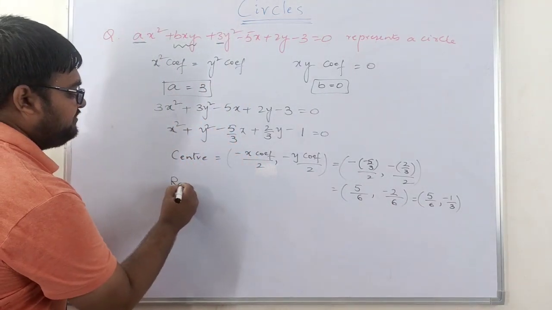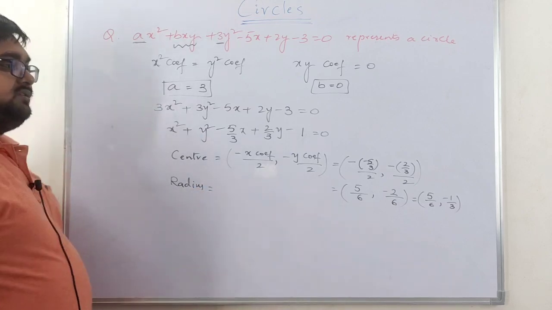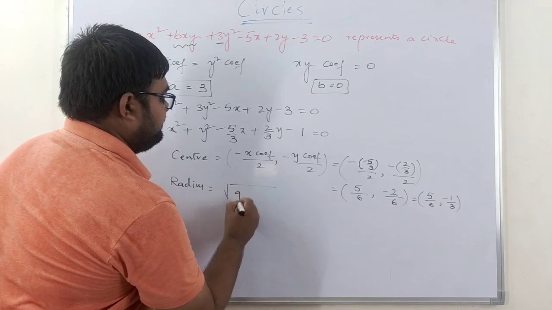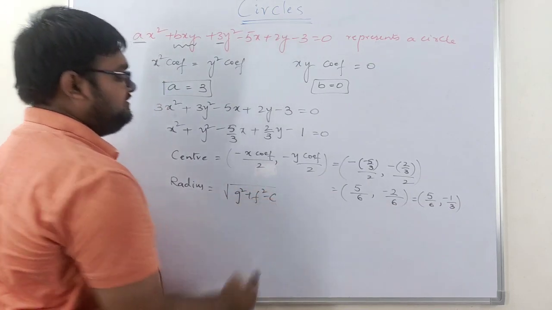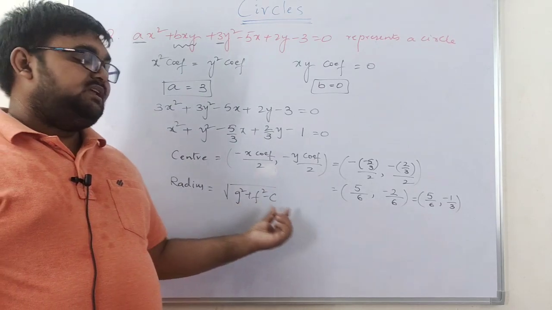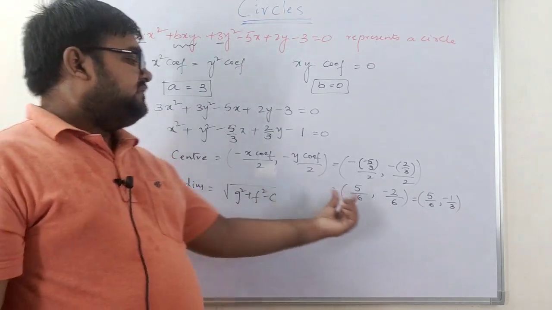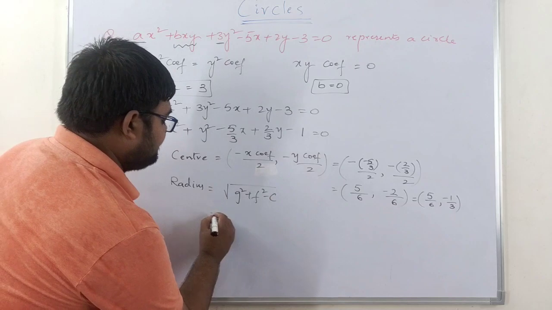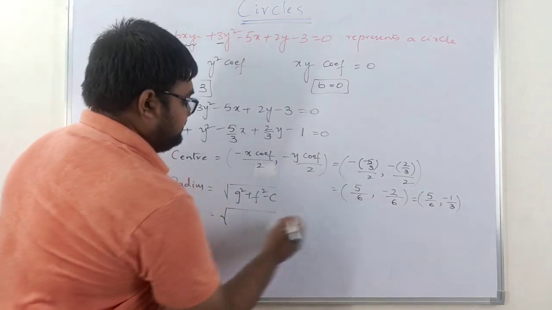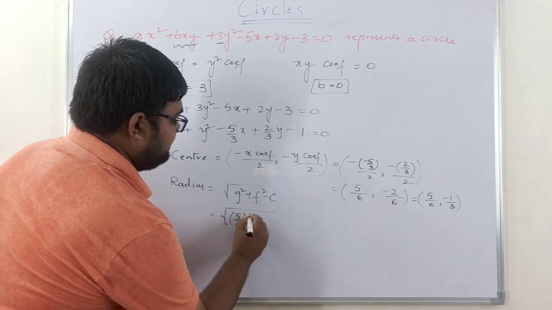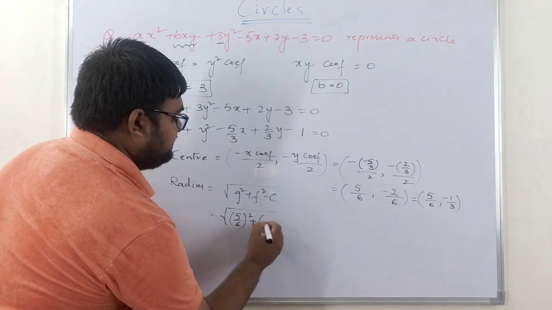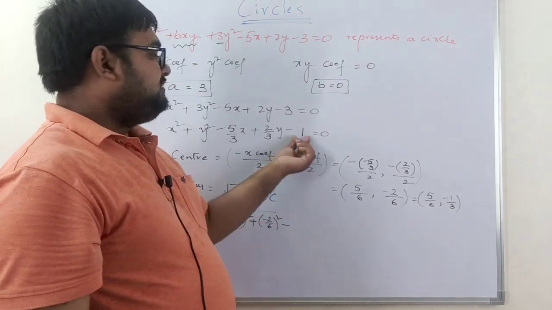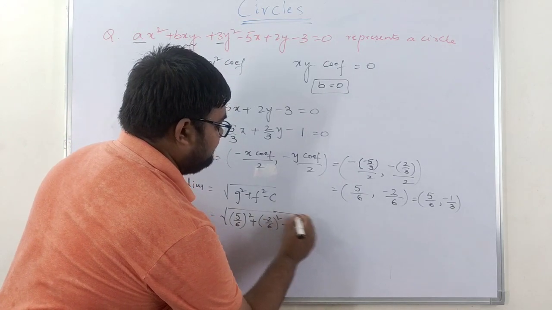Next, what do I need to find? I need to find the radius. What is the formula of the radius? The radius of a circle is the square root of g square plus f square minus c. Here g is the x coordinate of the center and f is the y coordinate. Now on substituting, what am I going to get? g is 5 by 6 whole square, f is minus 2 by 6 whole square, minus c. What is c? c is nothing but minus 1.